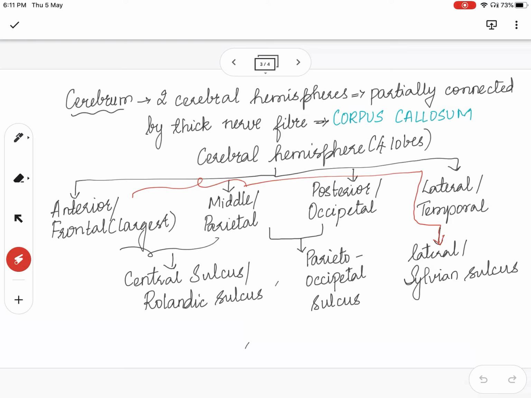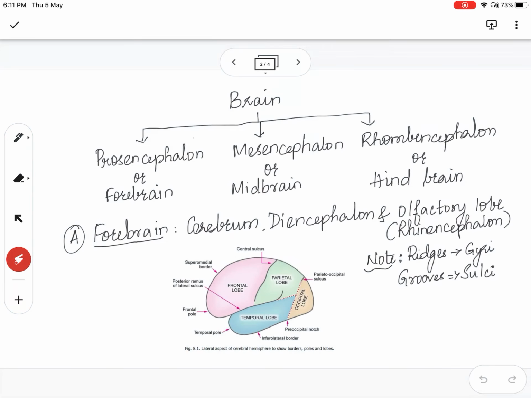This anterior lobe, also called the frontal lobe, which is considered to be the largest lobe, is separated from the parietal lobe. How is it separated? The frontal lobe is separated from the parietal lobe with the help of a sulcus called the central sulcus or Rolandic sulcus. If you look at the diagram over here, the central sulcus. See, the frontal lobe is separated from the parietal lobe by this central sulcus, also known as the Rolandic sulcus.